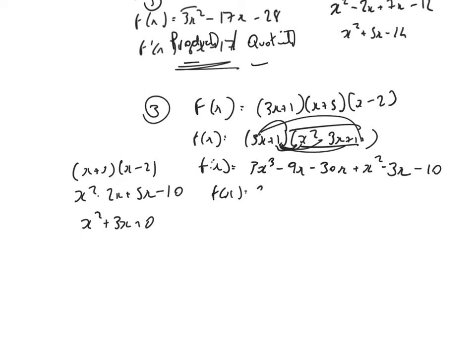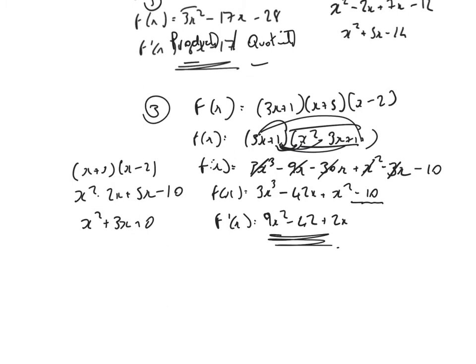Okay, let's tidy this up. That's 3x cubed, minus 42x plus x squared minus 10. Now differentiate it, and it'll be 9x squared minus 42 plus 2x, and minus 10, well, that's a constant, so when I differentiate it, it goes.